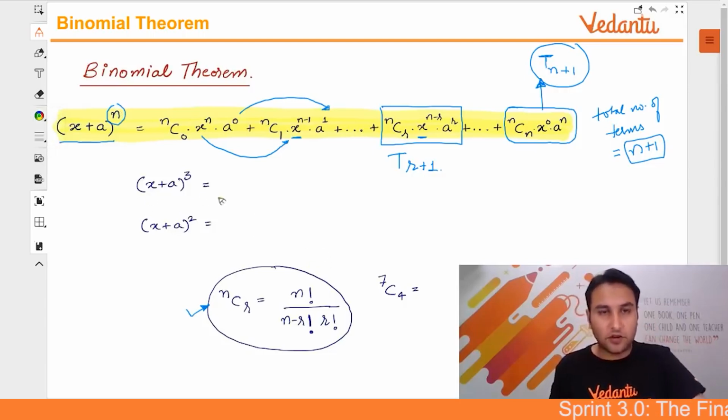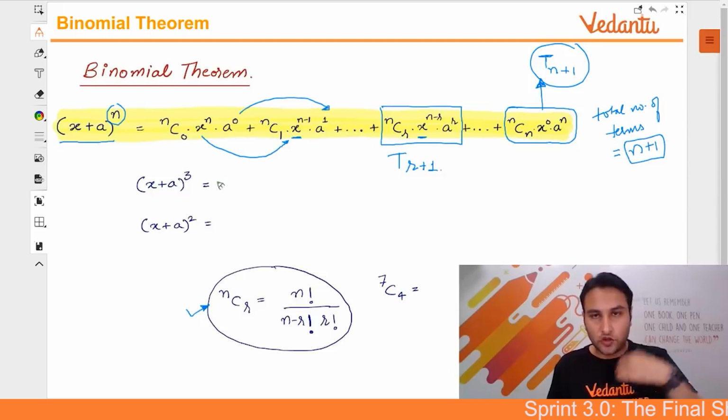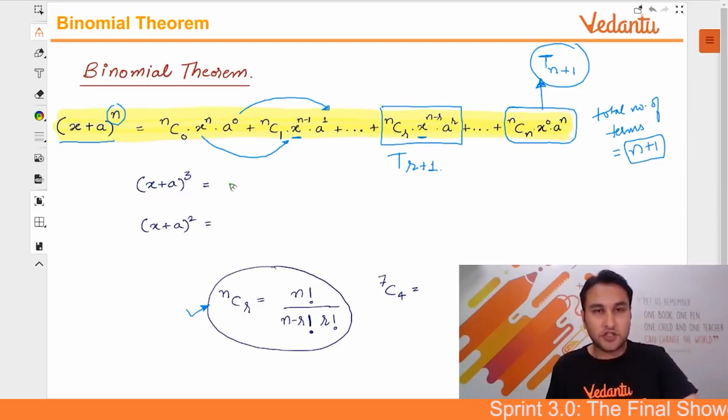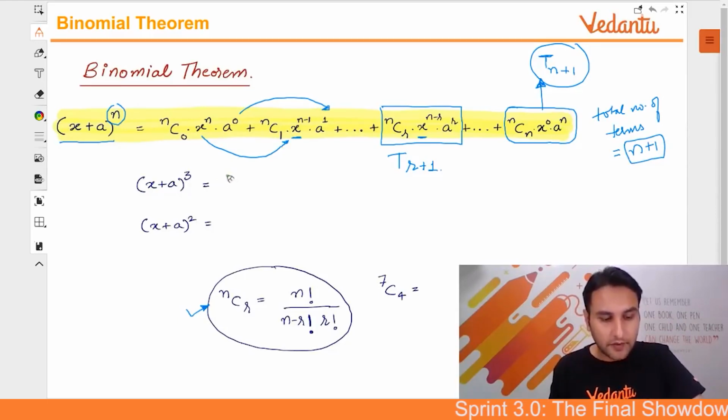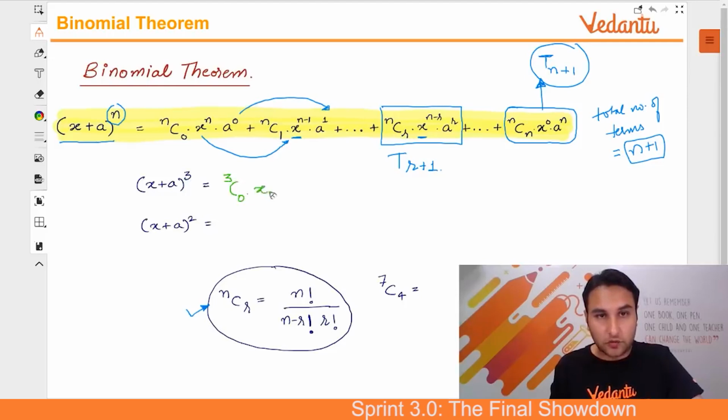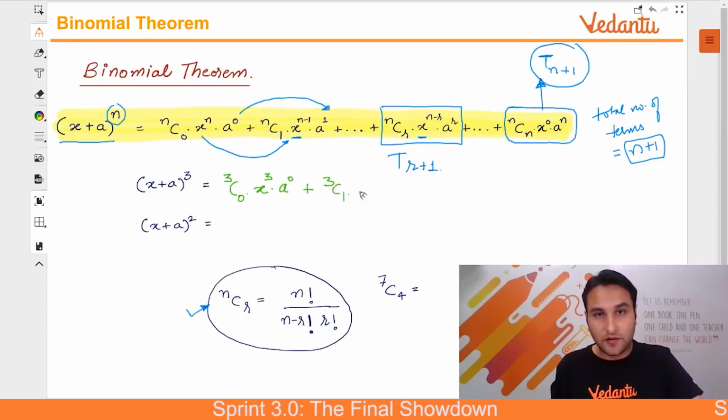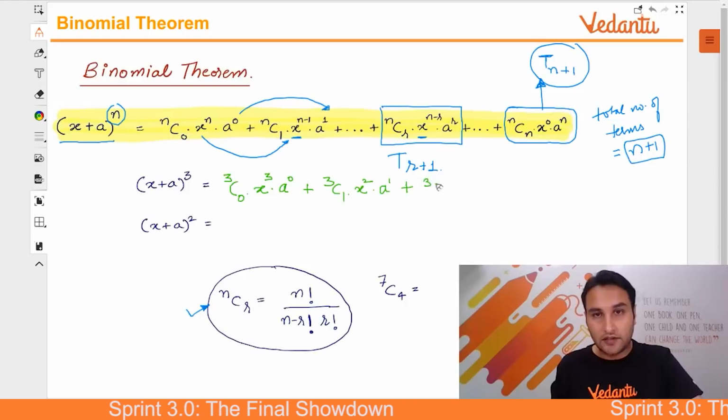Can you write this expansion on your own? Write it one by one, just to get a knack of it, before we enter the JEE level problems. What will be the first term you write? 3C0 x, first term raised to the highest power 3, then the second term's power lowest, plus 3C1, then reduce the power of x by 1 and keep increasing the power of a by 1. Then 3C2 x, what will it be?